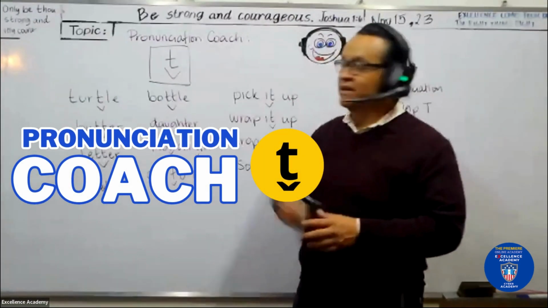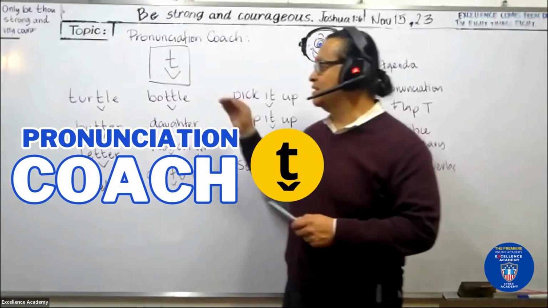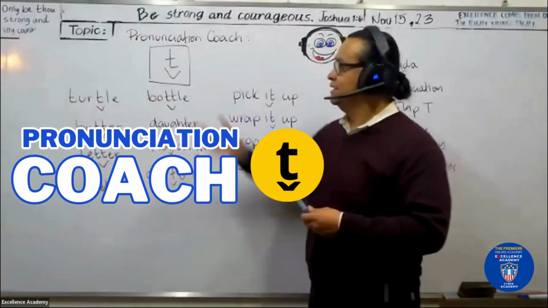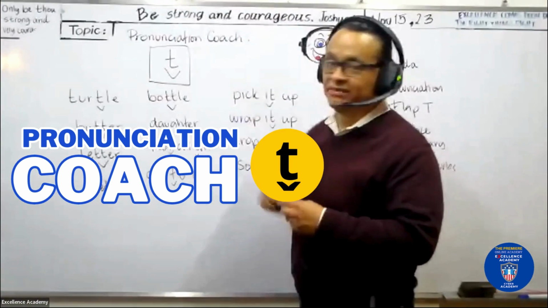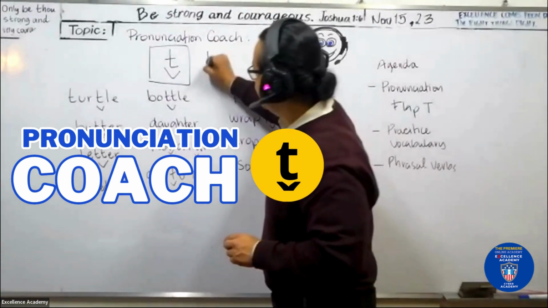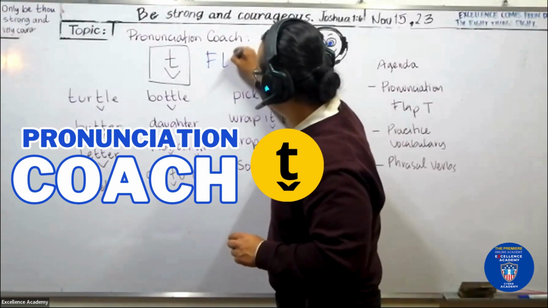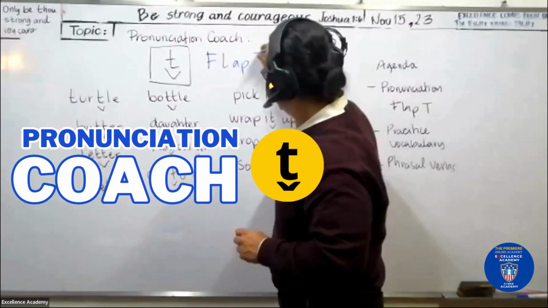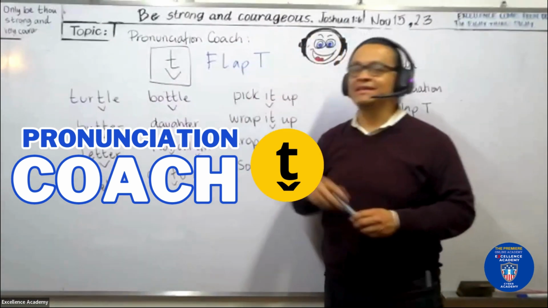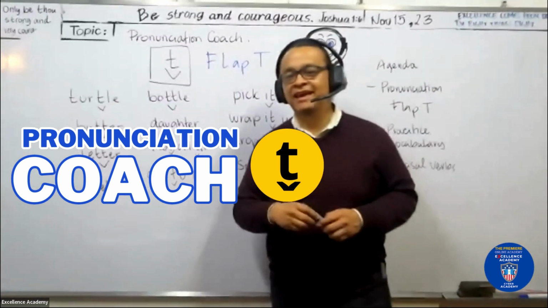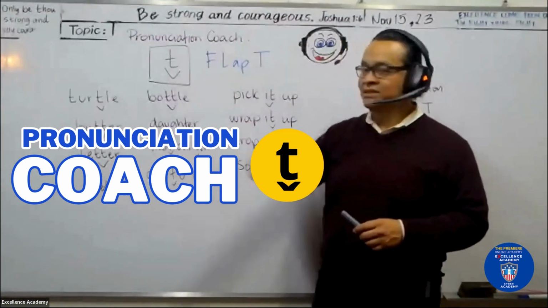Today, we're going to have a pronunciation coach class, and we're going to talk about a consonant sound. Today's sound is this one over here, phonetically with IPA. It's going to be the flap T, the flap T. This is a special sound of English that we use, which is very important.